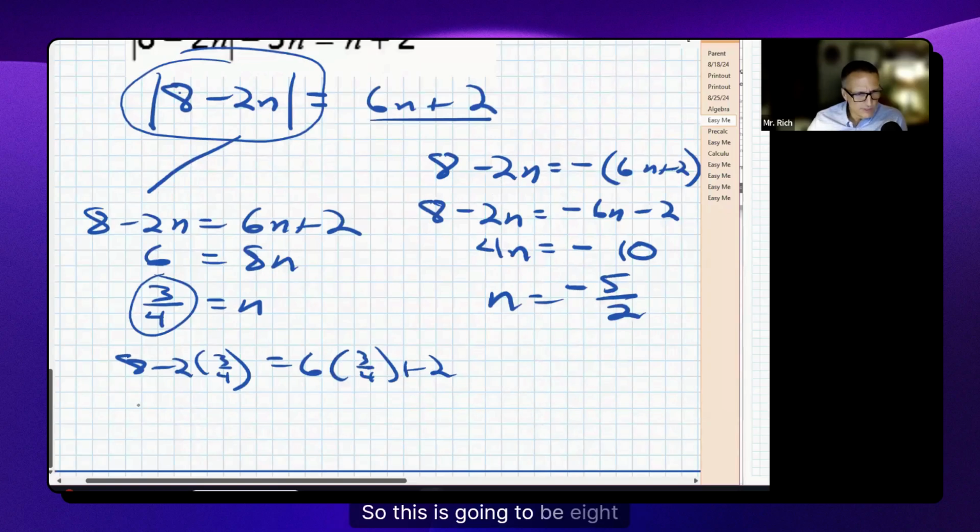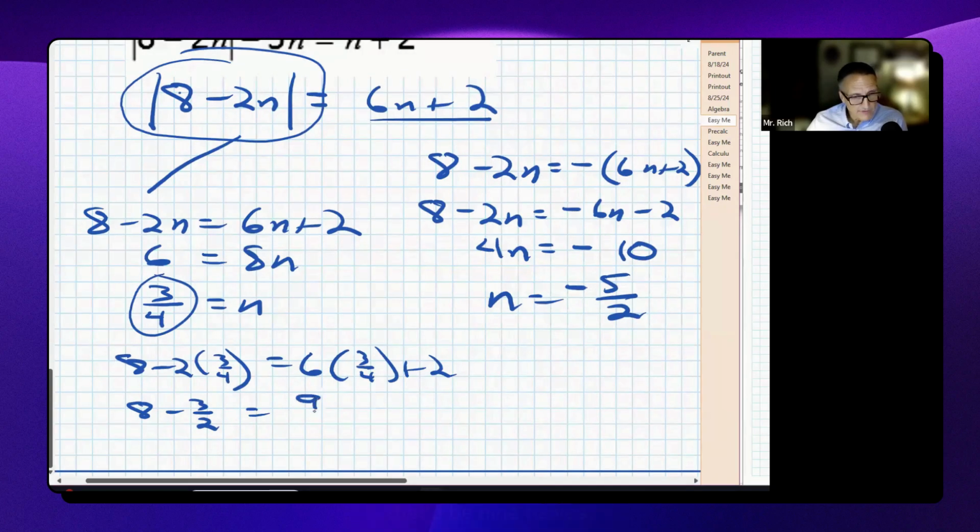So this is going to be 8 minus 3/2, right? That would be 6/4 or 3/2. Let's see, so that'd be 3/2, so that'd be 9/2, it looks like. It'd be 3/2 times 3 plus 2. Let's keep going with this.